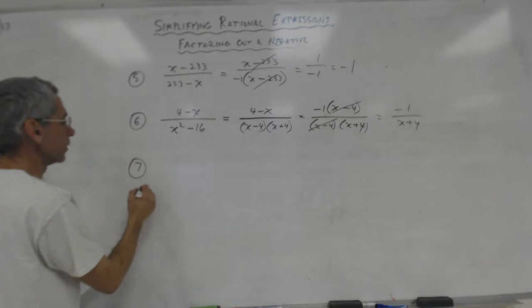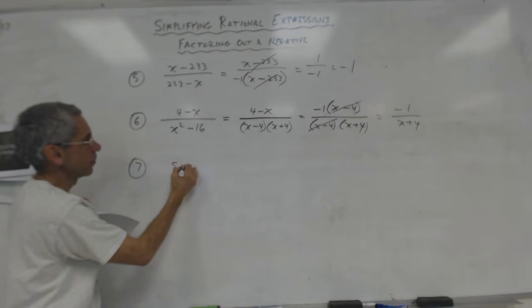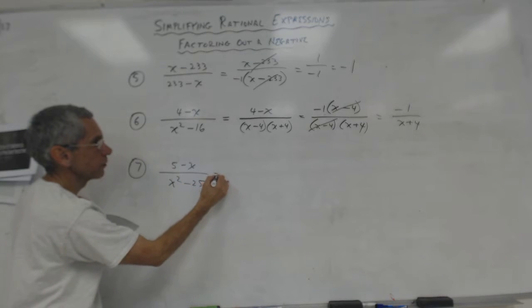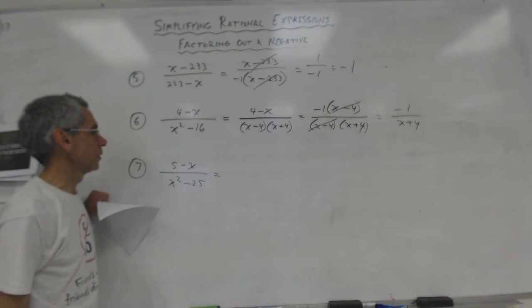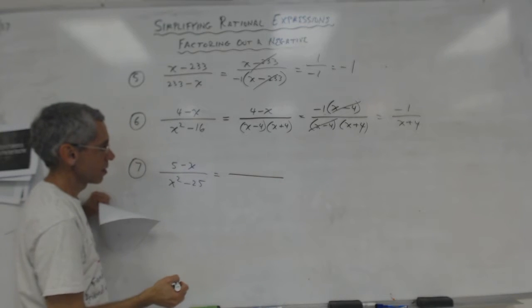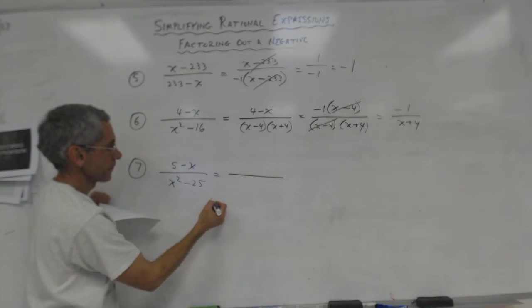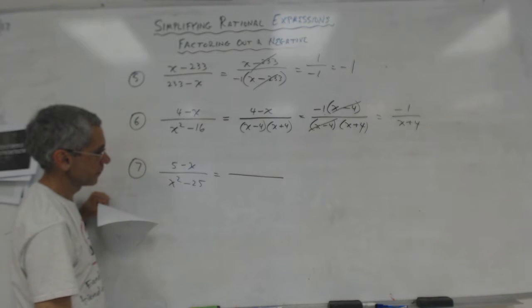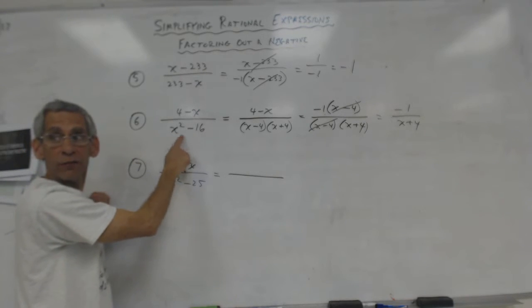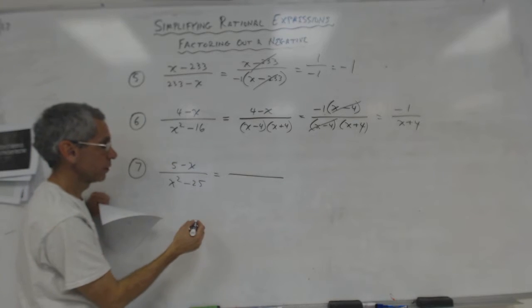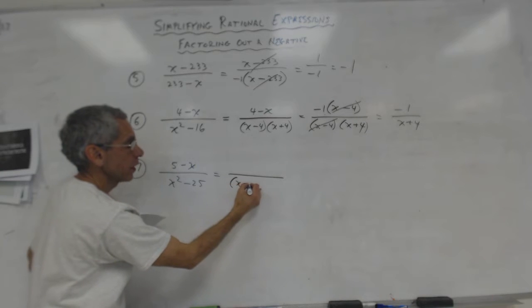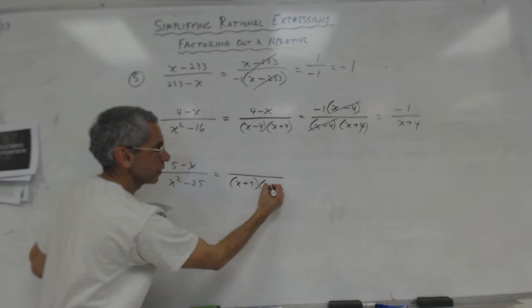Let's do another one like this. Let's do 5 minus x over x squared minus 25. All right, Manuk, help me. What would I do? Look what I did on this one. This is the difference of two squares, so you do the factoring thing, which is x plus 5 times x minus 5.